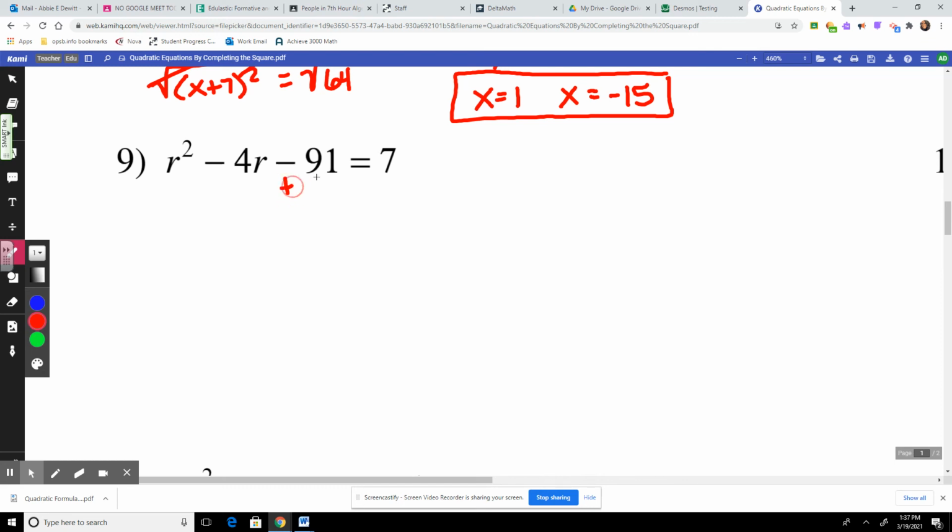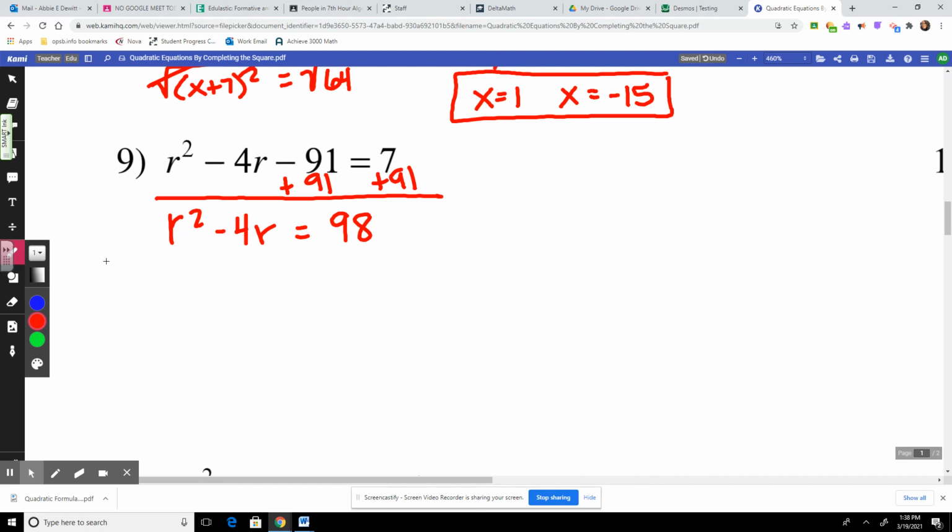The only difference is that when you add 91 to both sides, you would have to add 91 to 7 instead of 0. So we end up getting r squared minus 4r equals 7 plus 91, which is 98. The only difference is you would combine those two constants, whereas before you were just adding to 0 and ended up being the value that you added to both sides or subtracted.